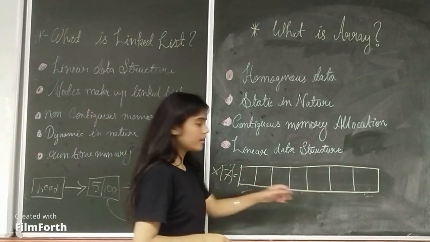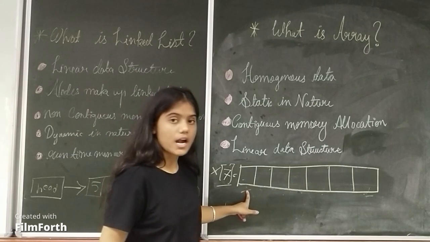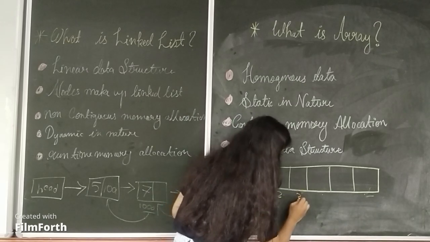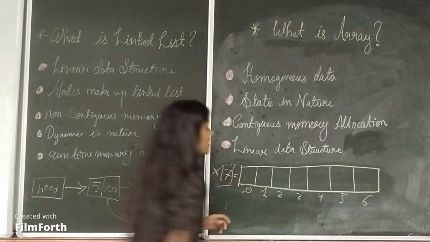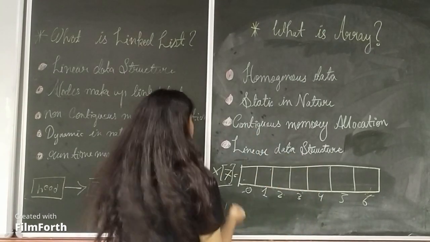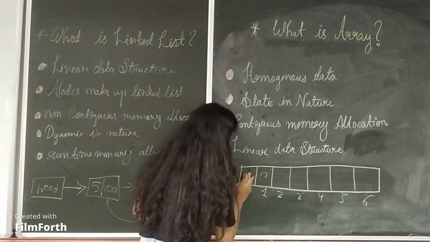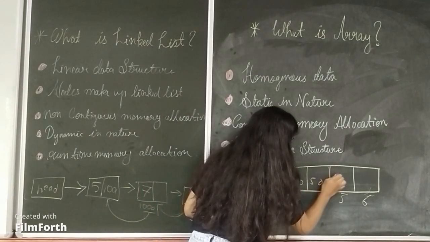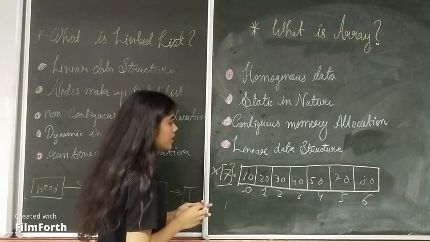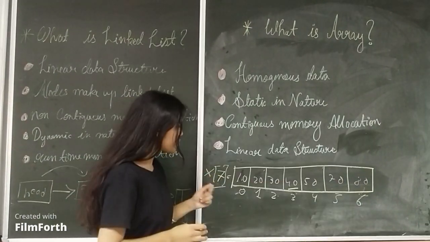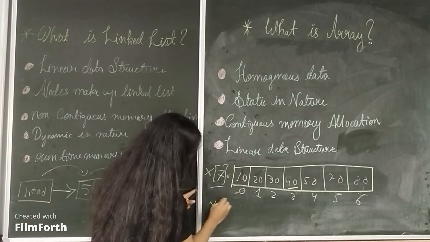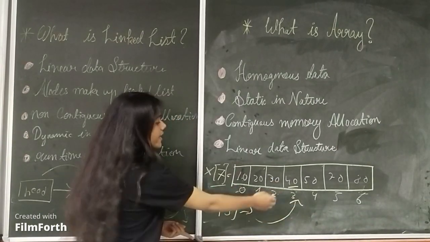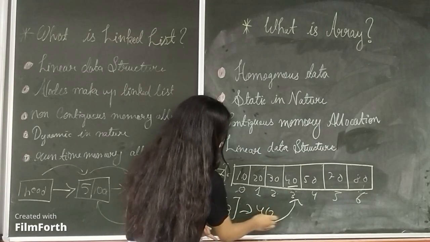Here we are provided with an array. Its size is 7. The indexing always starts with 0 and goes till n minus 1. So 7 minus 1 is 6. So 1, 2, 3, 4, 5 and 6. Now suppose we are provided with some data over here: 10, 20, 30, 40, 50, 70 and 80. Now we have to find the data kept at index number 3. In arrays it will be easier for us. It will directly go and access the data over here and give us the real data, which is 40.